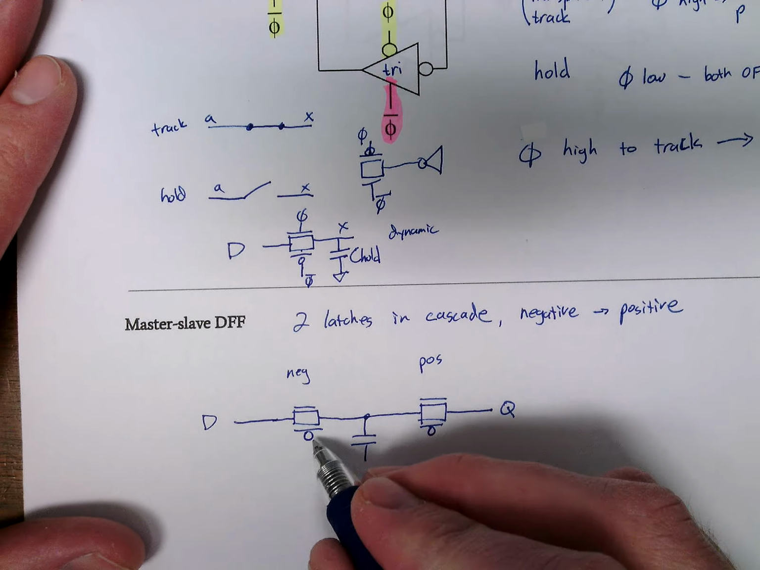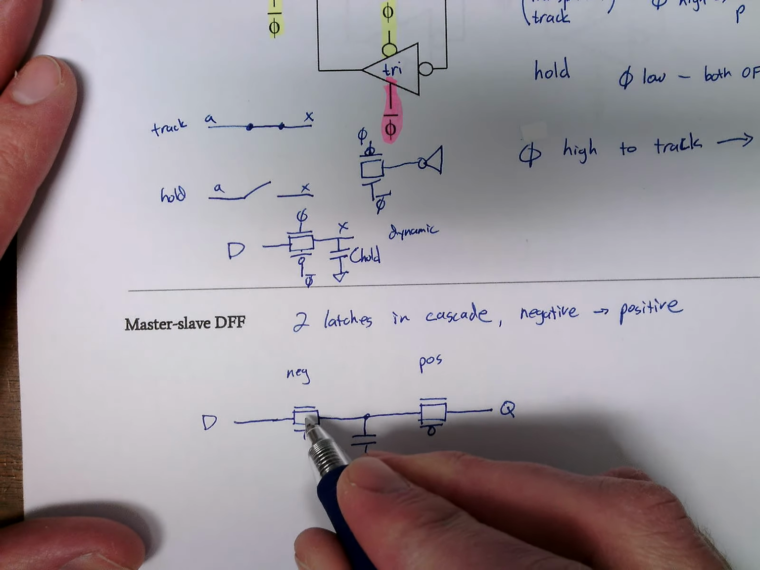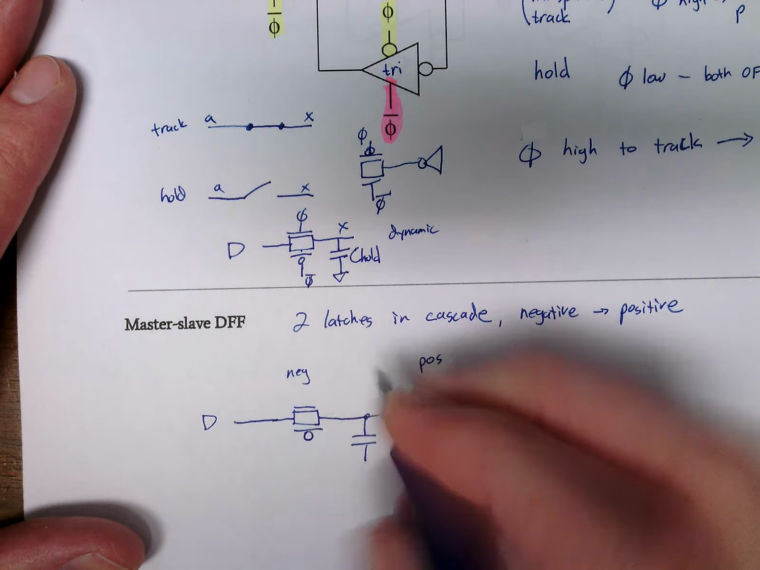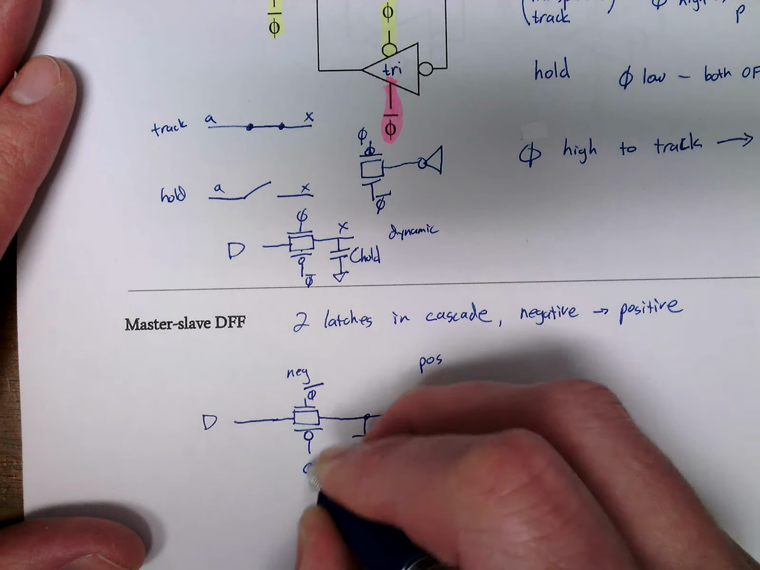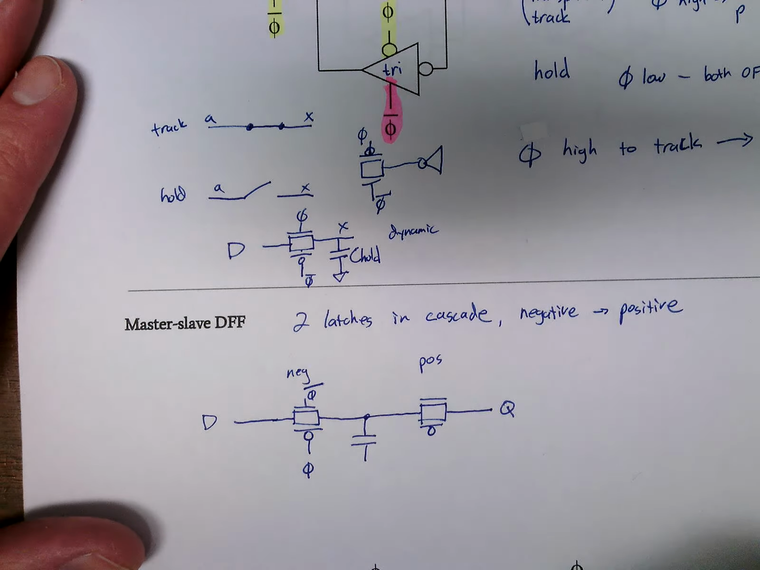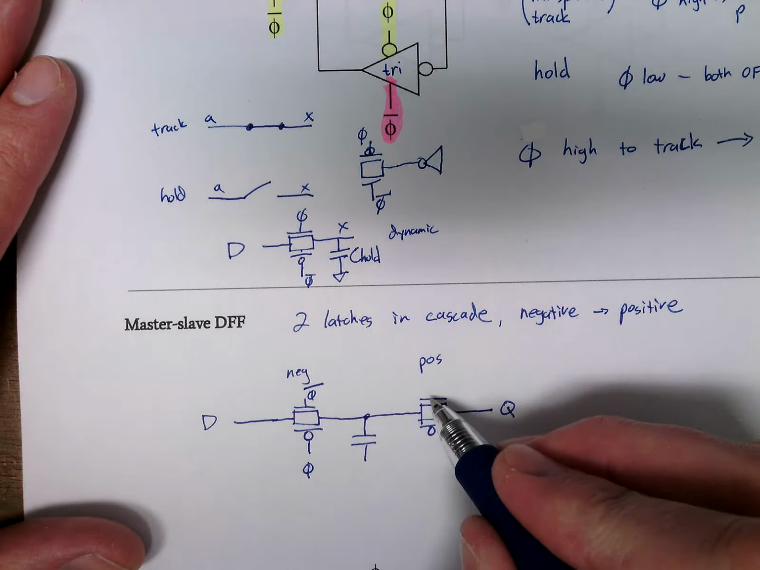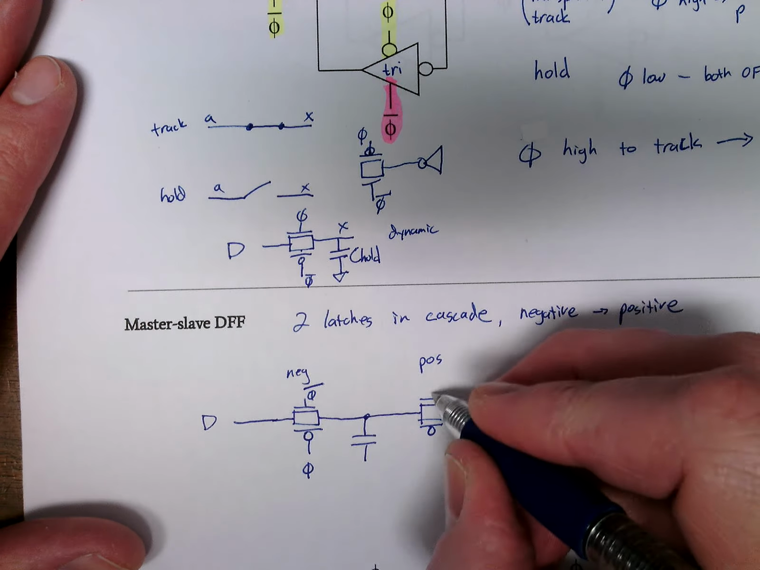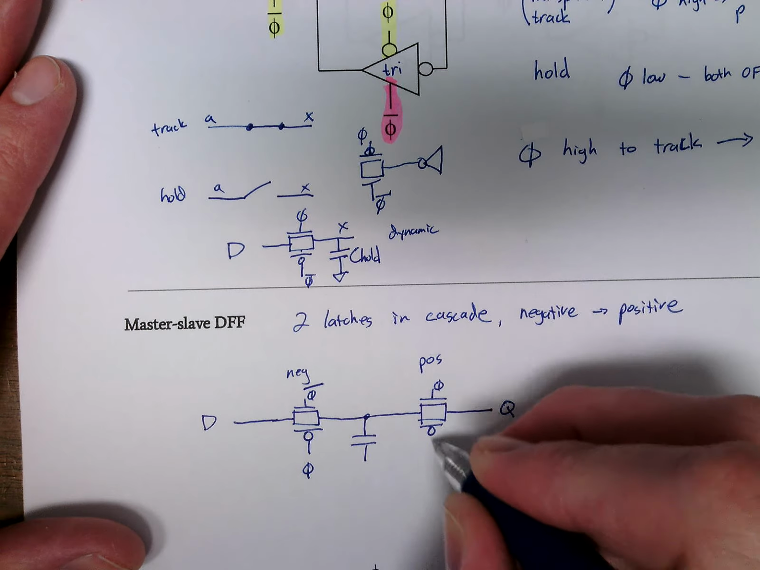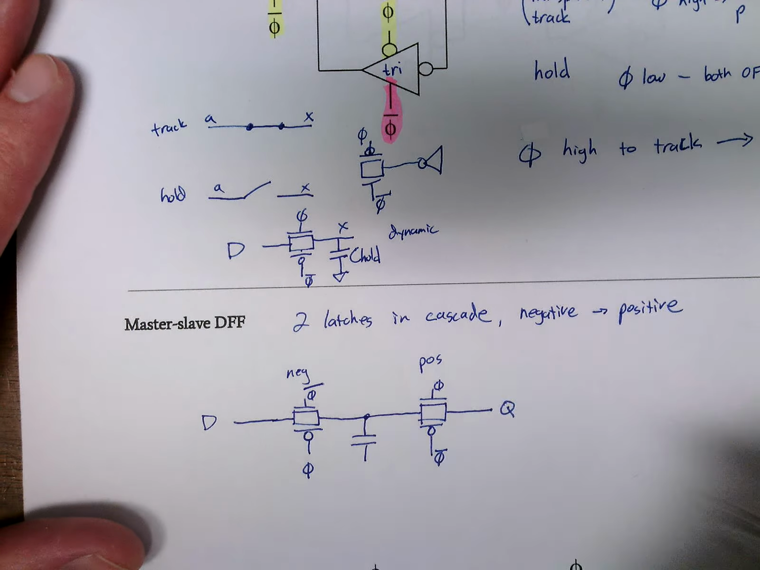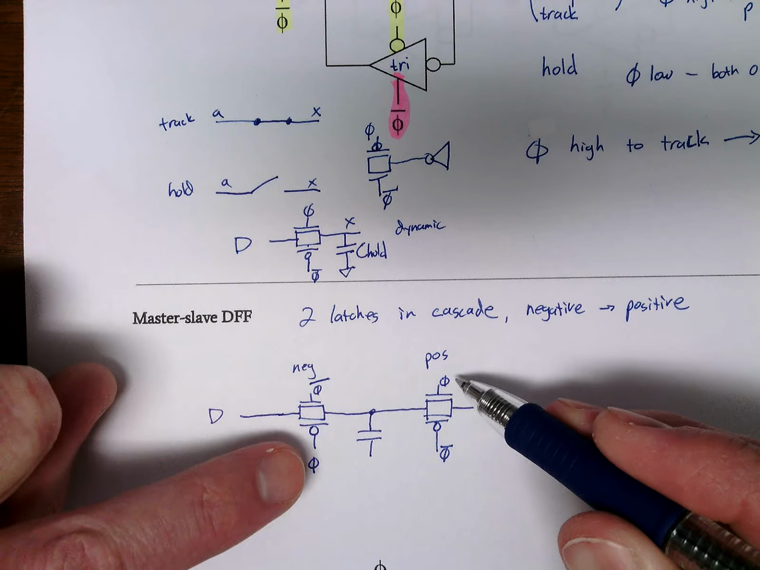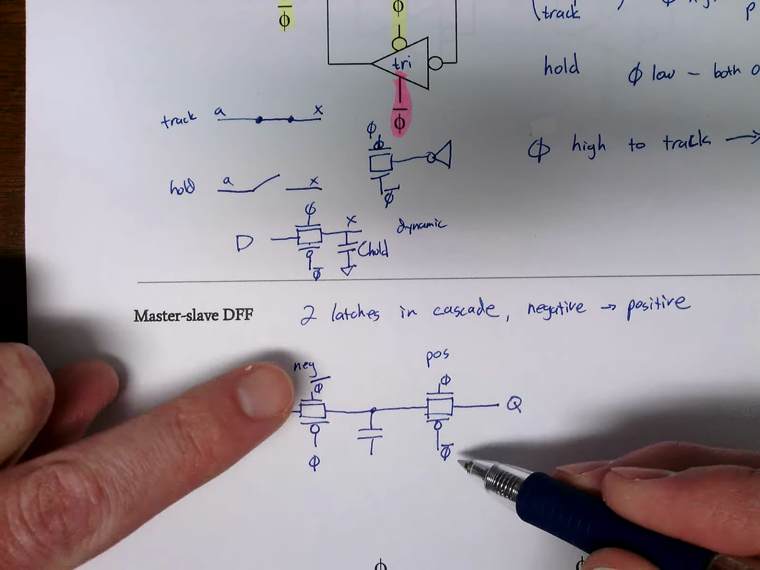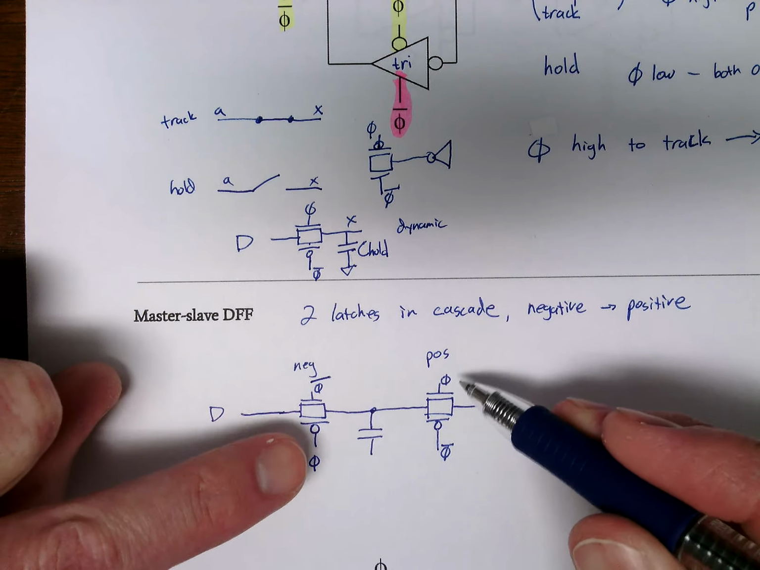This is a negative latch, so when the clock is low, this is on. So this is phi bar, and this is just phi. Be careful of this. This one is opposite, so when clock is high, this is transparent, so this is phi, and this is phi bar. Be careful of these connections. They are opposite. Okay?